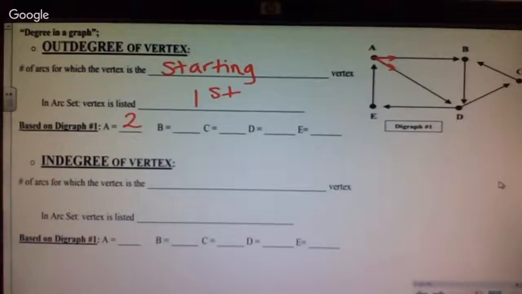Look at B. How many lines are pointing out? 1. C, 1. At least it makes sense. Pointing out: 2, 1, 1, 2, 1. You said D is 2. I've got 1 and 2 lines pointing out of D, and one line pointing out of E.